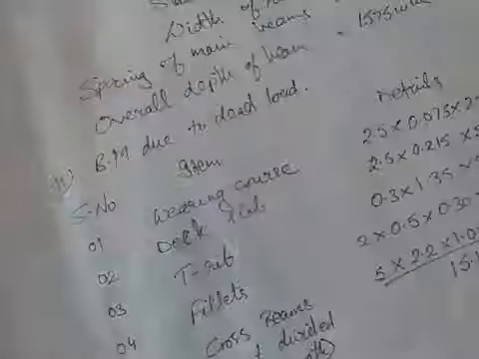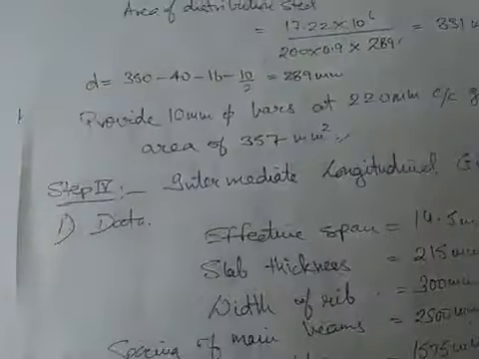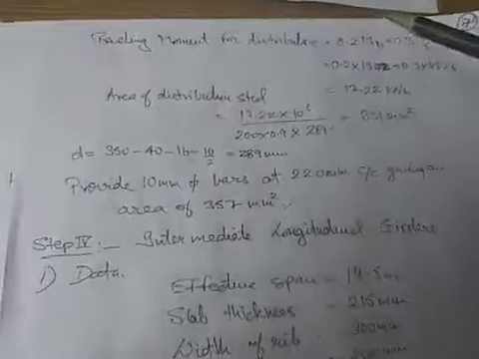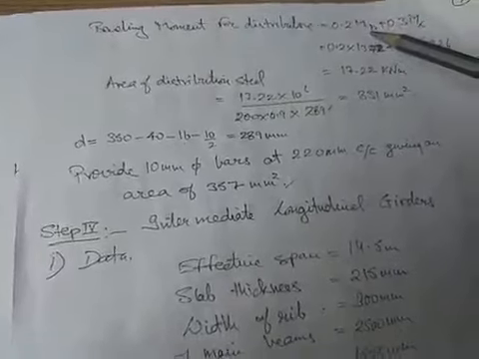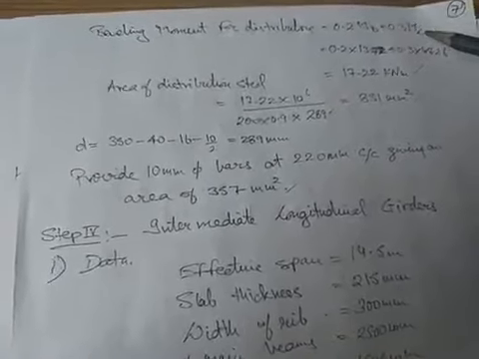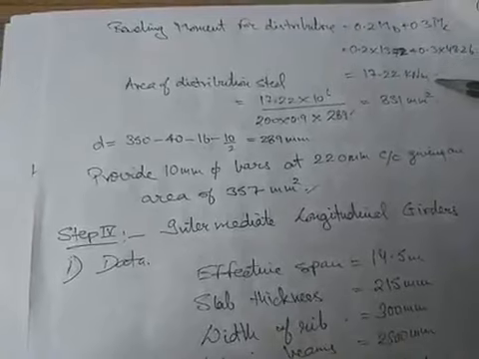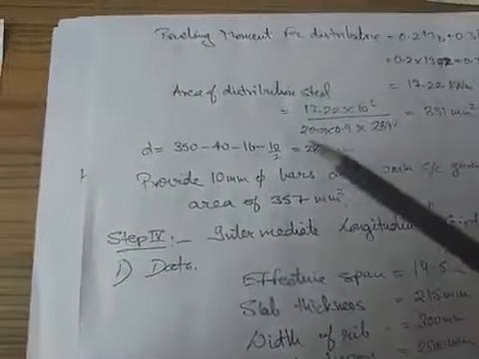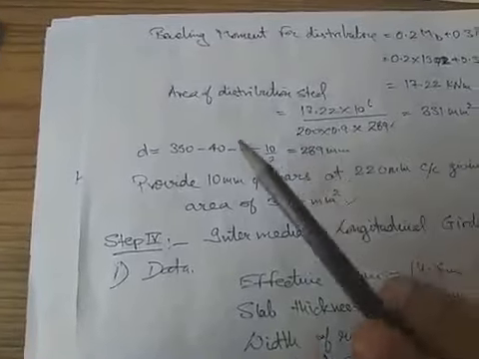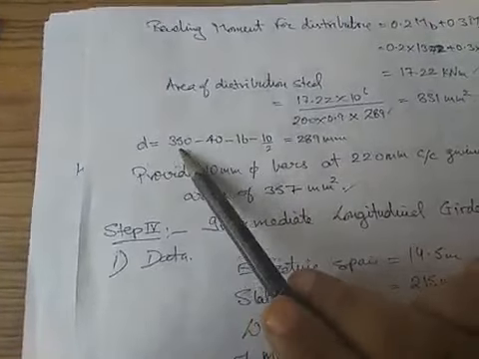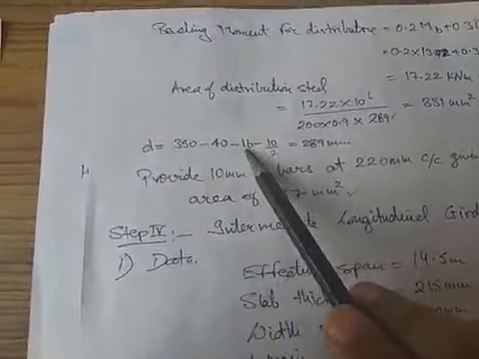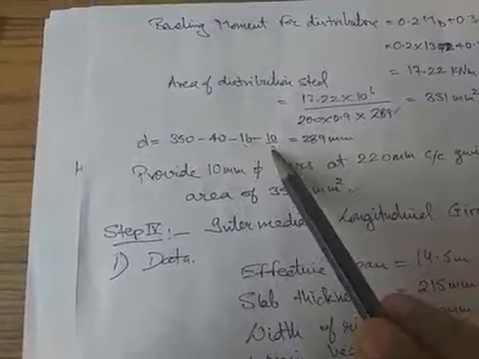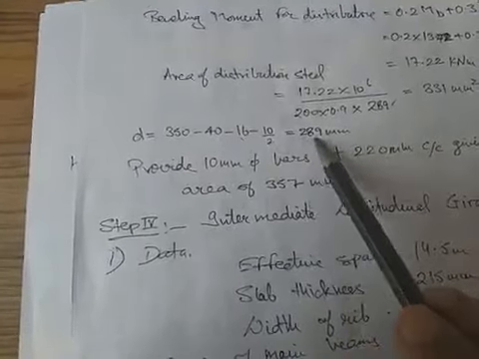Then the distribution steel has to be provided. The bridge code says it has to be designed for 20% of the dead load moment and 30% of the live load moment. So this gives you a moment of 17.22 kilonewton meters. On the same basis, I give the distribution steel. Here 10 mm dia has to be provided. So my effective D comes out to be 350 minus 40 cover minus the dia of the main bar minus half the dia of the distribution steel. So this gives me 289 mm.